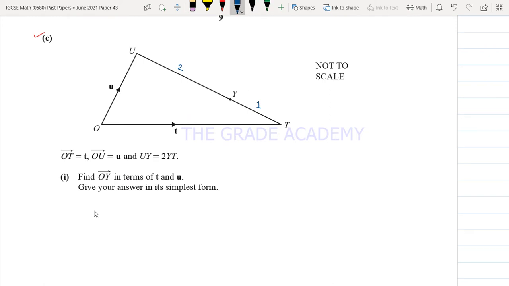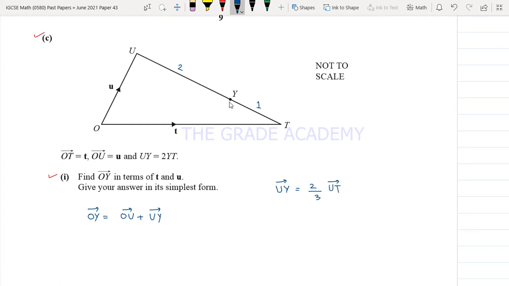So let's solve this. Now we can write the vector OY as OU plus UY. From O to Y is the same as from O to U, then U to Y. We already know the vector OU, which is equal to u. But first we have to determine the vector UY. And we know that vector UY is equal to 2 by 3 of the vector UT.